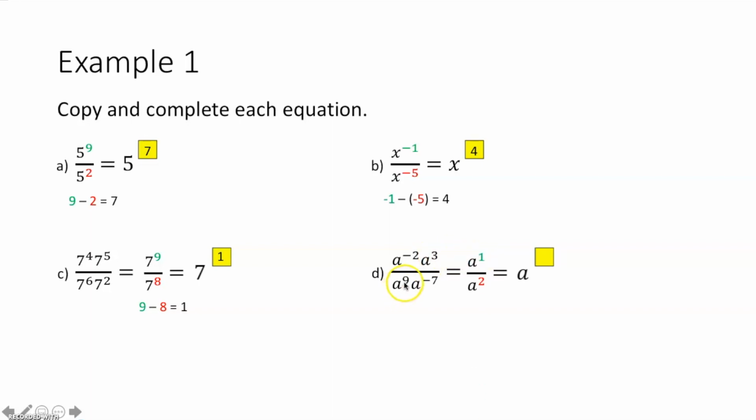In our denominator, a to the 9th times a to the negative 7th. You add those two exponents together because you have like bases. So 9 plus negative 7 is 2. Now here, since we have like bases, and we're dividing, we're going to subtract these exponents. So what's 1 minus 2? That's negative 1. So your answer should be a to the negative 1st power.